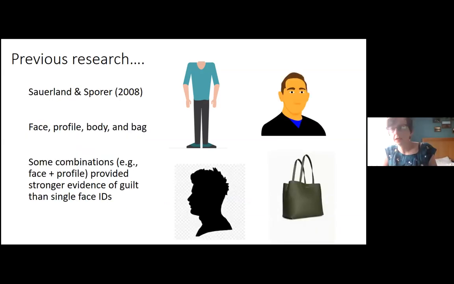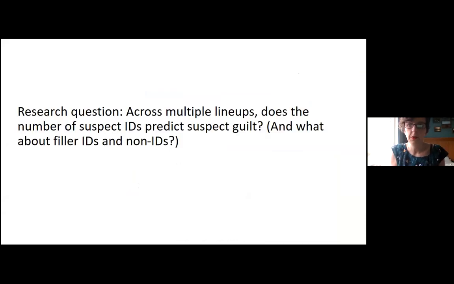Similarly, Sowland and Sporer in 2008 ran a study where they had two face lineups, a profile and a portrait, as well as a body and a bag lineup. And again, they looked at combinations. So if people identified the suspect from both face lineups, was that better than a single face lineup, or was face and body better, and so on. So there's some previous research done on this, but we don't know of anything that's just looked at lots of different instances of a face. So that's where we decided to go in. And our question was really this: if you have multiple lineups for the same suspect, can you predict whether the suspect is guilty?